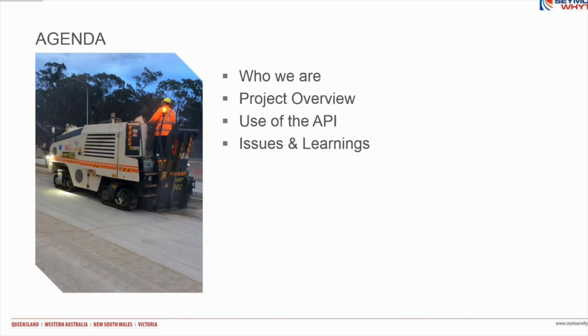All right, so I've got a bit of a slide deck to run through that gives an overview. I guess it's strongly guided by the structure that Barrett gave us, so hopefully it's consistent and you get what you need out of it. I'll run through a little bit about who Seymour Whyte is, the project that we started a little over probably 18 months ago now, how we've used the API, and some of the bumps and issues and learnings that we've had along the way.